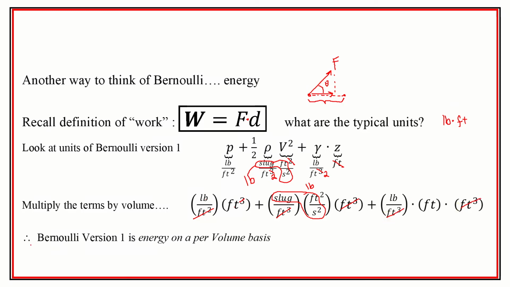So what we've discovered just from the dimensions is that Bernoulli is really an energy per volume type of equation, or it could be. We're not necessarily, did we prove it?